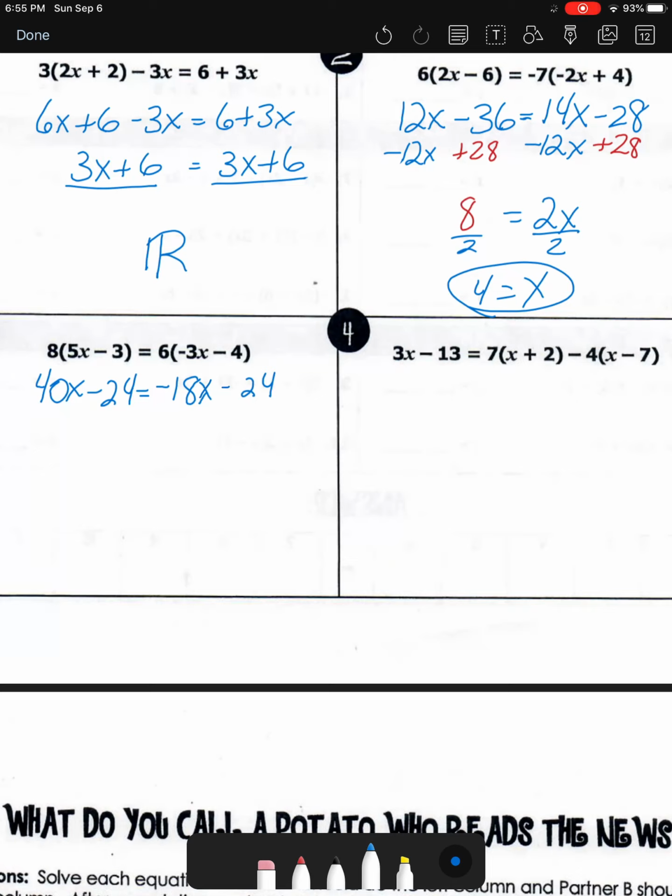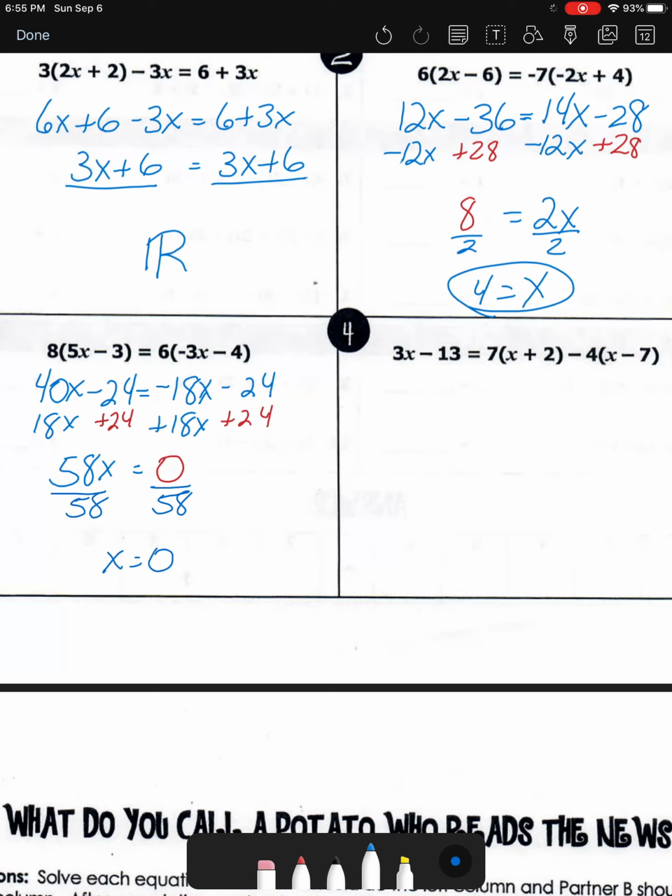Now I can see that, yes, I have minus 24s, so that's going to cancel out, but my x coefficients are different. So I'm going to have a 58x is equal to, and again, just for a different color because I have another operation going on here, we're going to add the 24 and add the 24, and we're going to get 58x equals 0. So we're going to divide the 58 out of there, and we're going to find out that x is equal to 0.